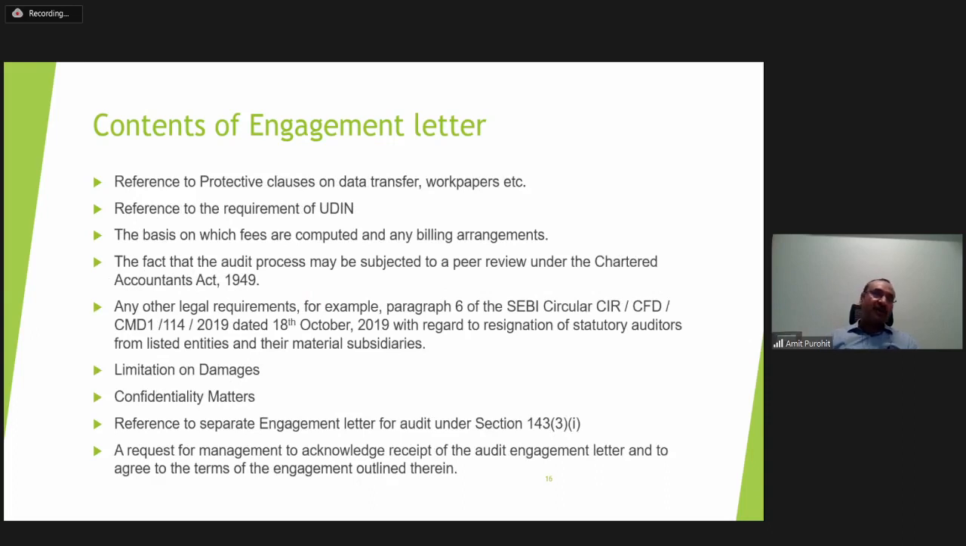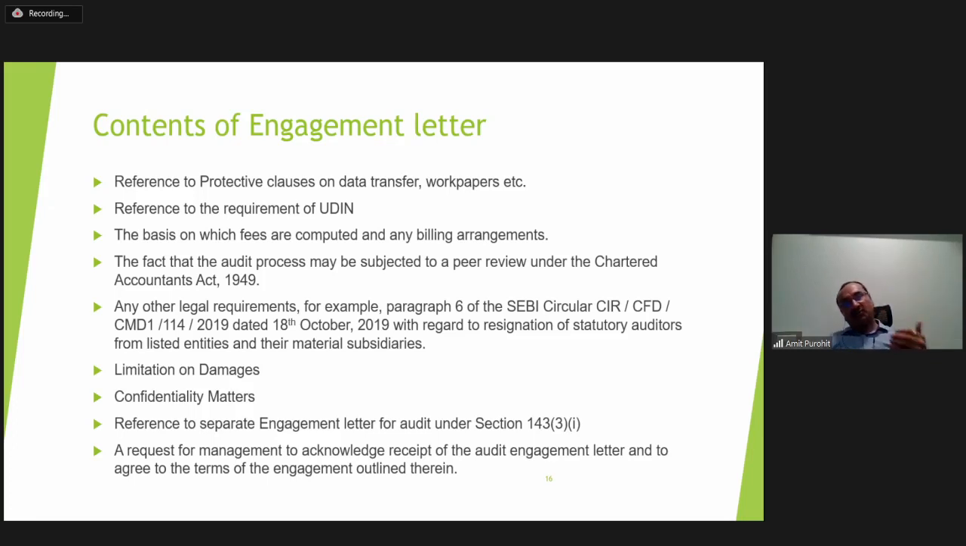Then it should also include a clause on the protection of the data transfer, work papers. Now, friends, during the course of the audit, the auditor accumulates and generates many work papers. So these work papers are the sole property of the auditors, and this will have to be clearly mentioned to the client in the engagement letter. The work papers will always remain the property of the auditors.